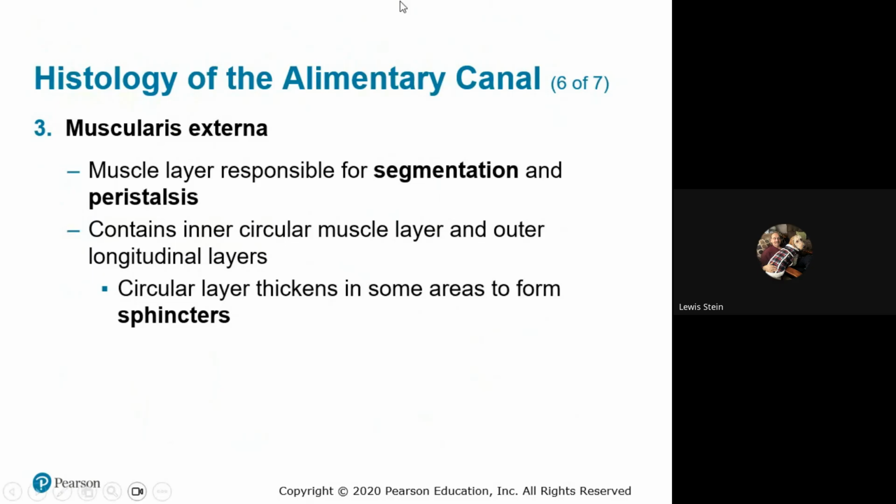And the sphincters are not valves. They call them valves, but they're thickenings of the muscle, and that's in the muscularis externa. That's the segmentation and peristalsis. Always inner circular and outer longitudinal, sometimes with other layers as part of it.